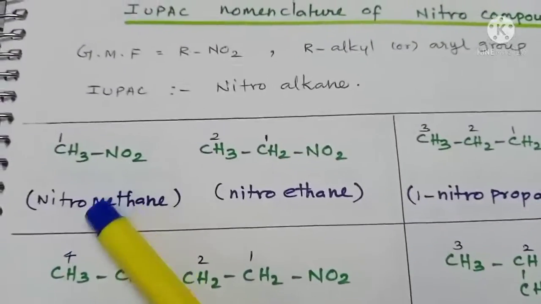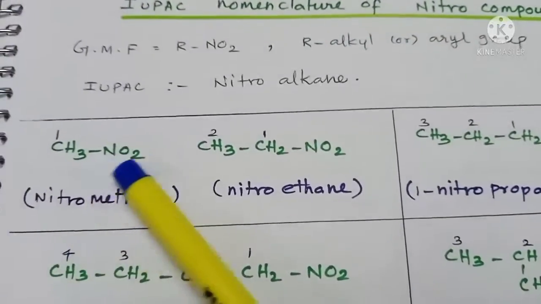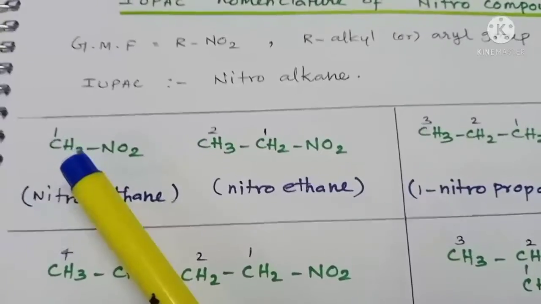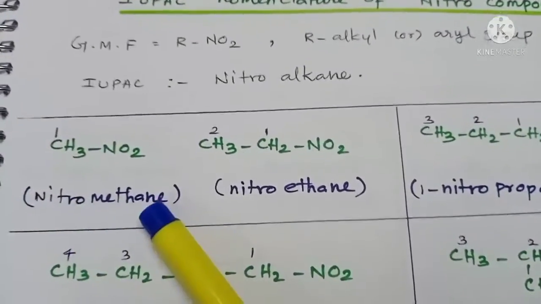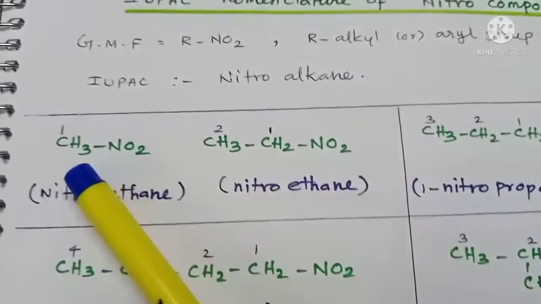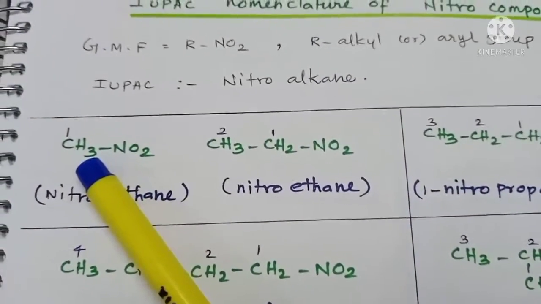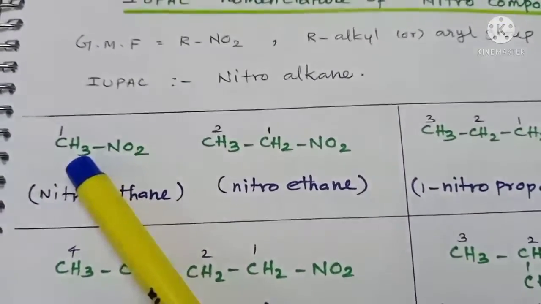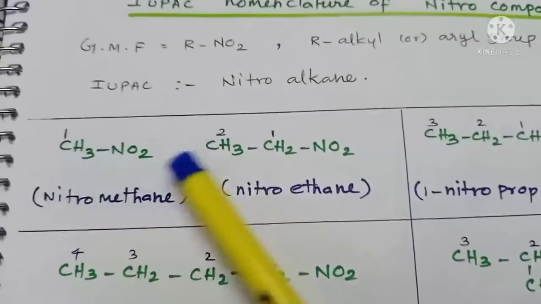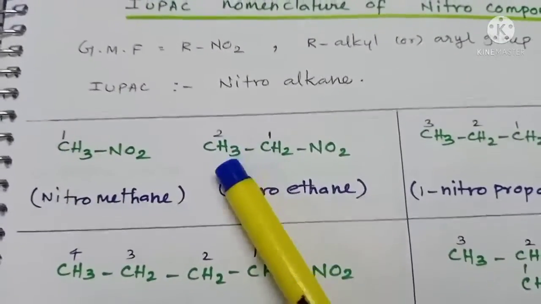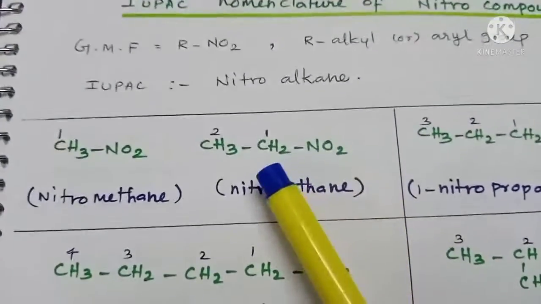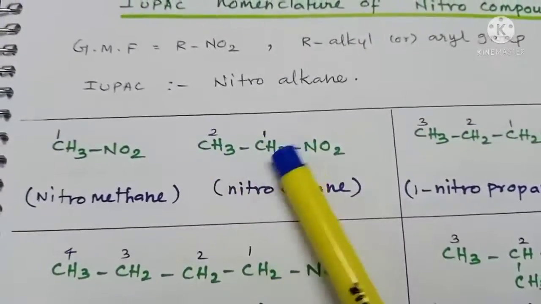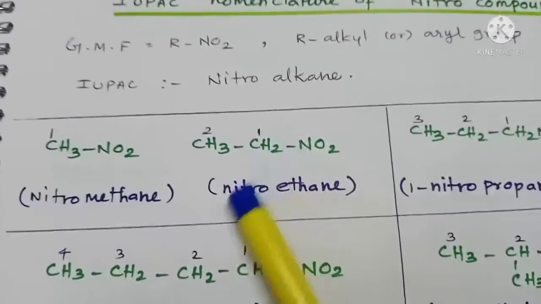The first member of the nitro compounds, with formula CH3NO2, is a one carbon derivative. So it is called nitromethane. We call it a nitroalkane, a compound with one carbon, the corresponding alkane being methane. So nitromethane. The second member, CH3-CH2-NO2, is a compound with two carbon atoms, so an ethane derivative, isn't it? So it is called nitroethane.